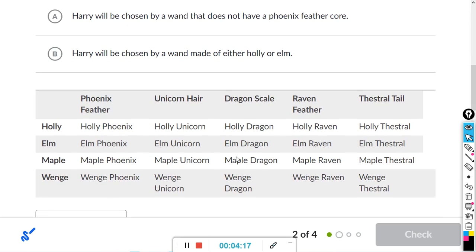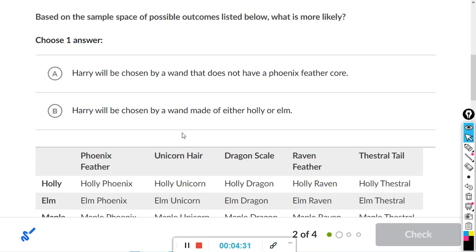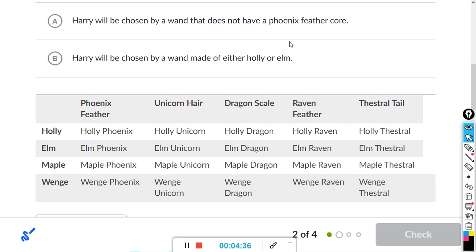Here's all the outcomes, but look at the choice. Harry will be chosen by a wand that does not have phoenix feather. Harry will be chosen by a wand made of either holly or elm. So they want to know which event is more likely. Harry will be chosen by a wand that does not have a phoenix feather core. Here is the column for phoenix feather. So it says does not have phoenix feather core.